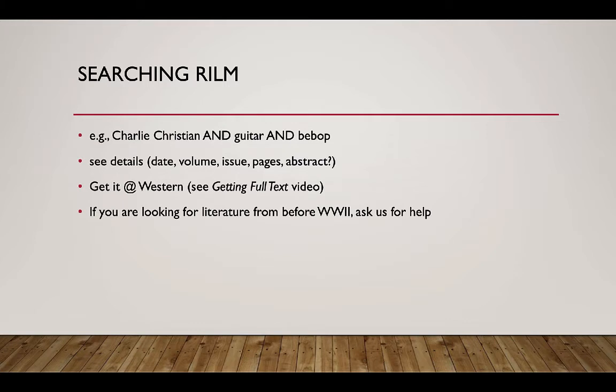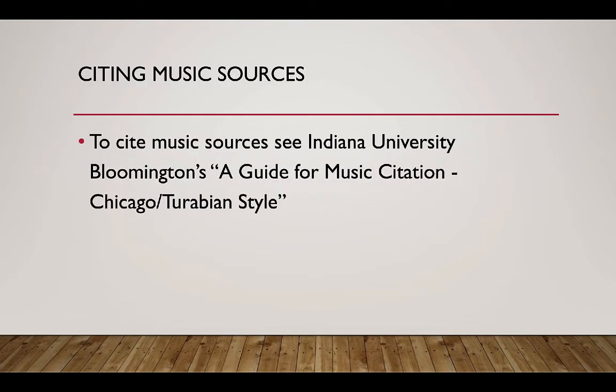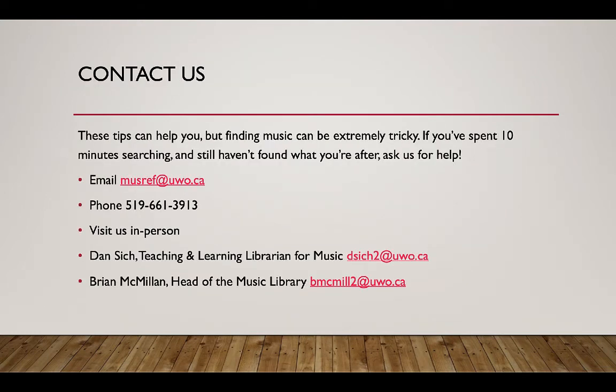If you are looking for literature from before World War II, or prior to mid-20th century, ask us for help. Most citation styles aren't very clear on how to cite music sources. See Indiana University Bloomington's A Guide for Music Citation, Chicago Turabian Style, for advice. These tips can help you, but finding music can be extremely tricky. If you've spent 10 minutes searching and still haven't found what you're after, ask us for help.